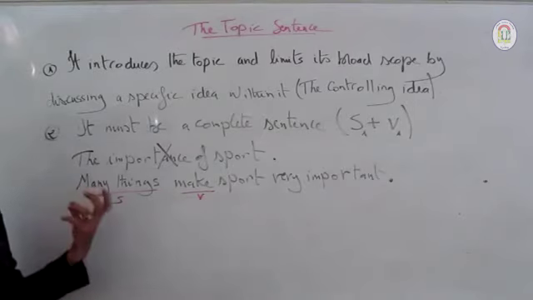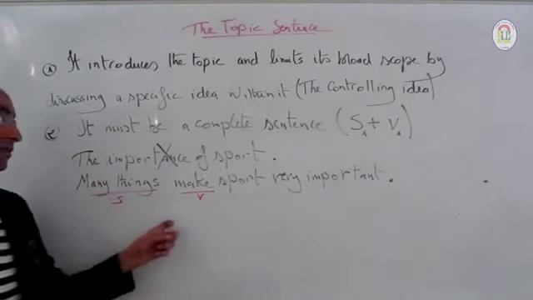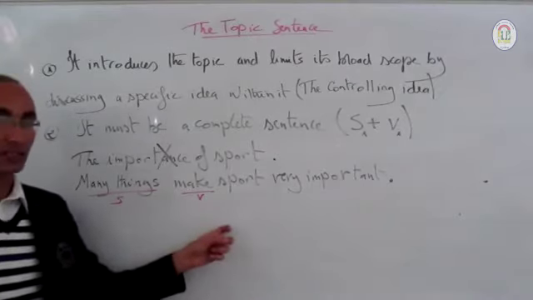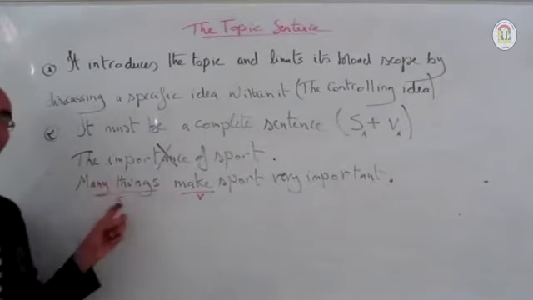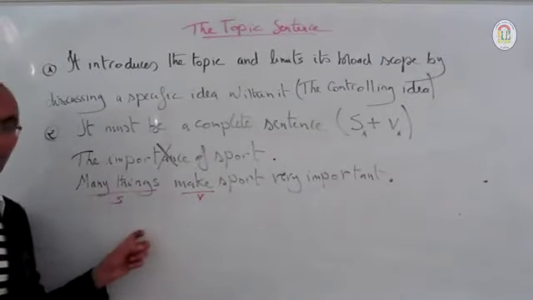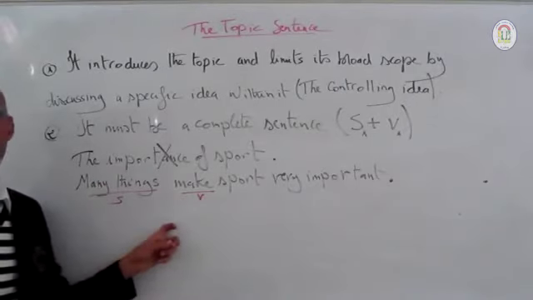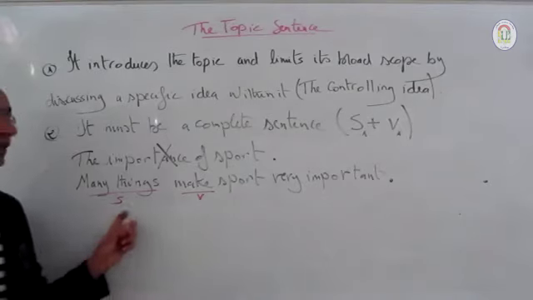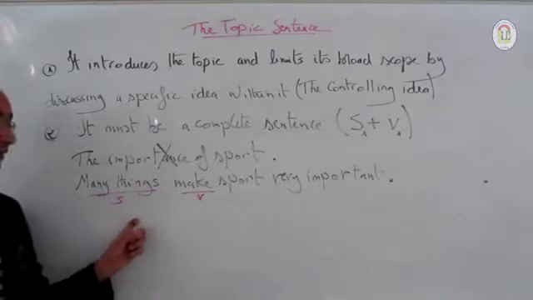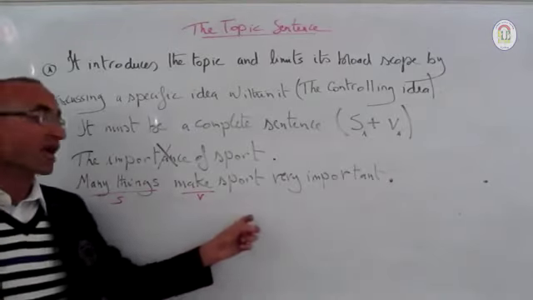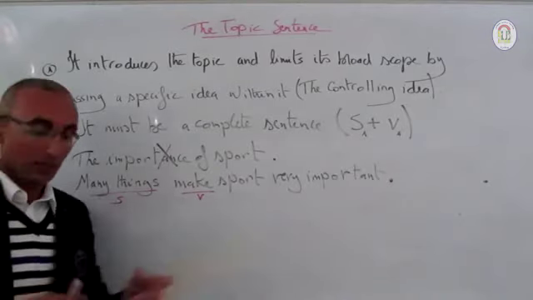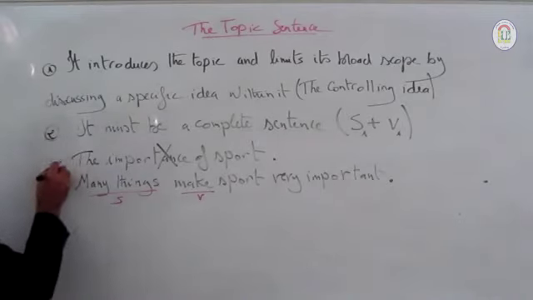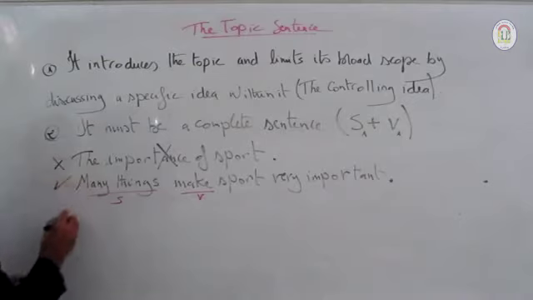For example, "the popularity of American movies". Also, it is a wrong fragment or wrong topic sentence because it contains no verb. You can write, for example, many factors lead to the popularity of American movies. This one is wrong, this one is correct.